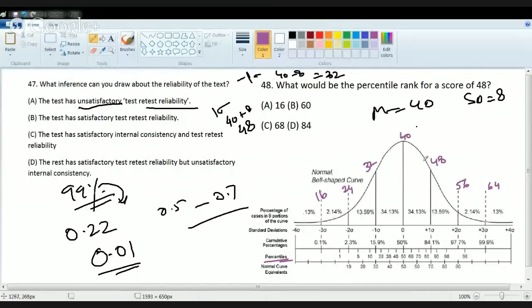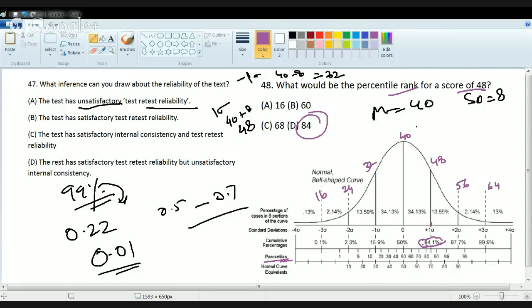Now, the author asks, what would be the percentile rank for a score of 48? So, at this point, what is the percentile rank? Percentile rank is given here directly. It's 84 percentile. We should know for a very simple reason: the percentile score is how much is the score below you. So, it's basically lower than you.